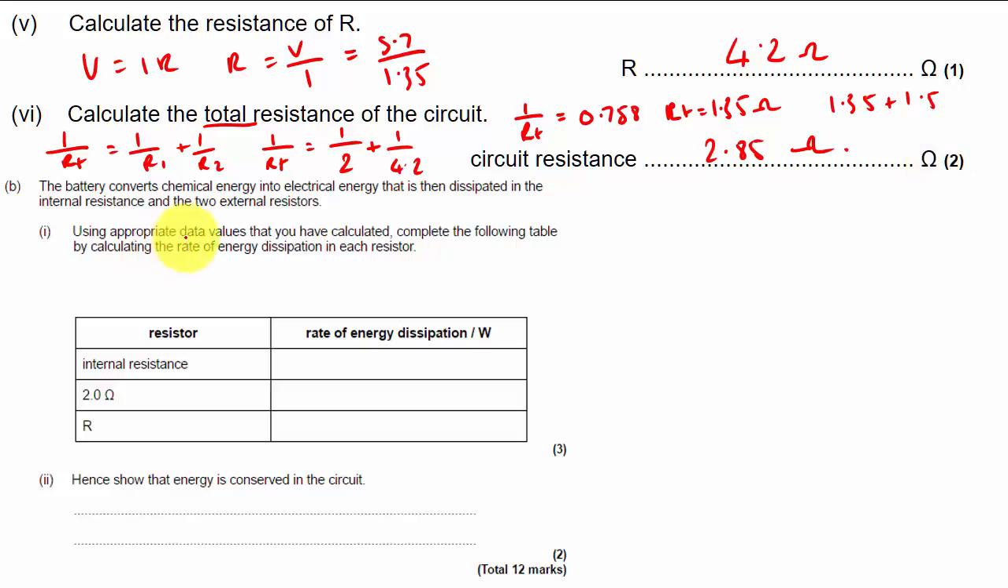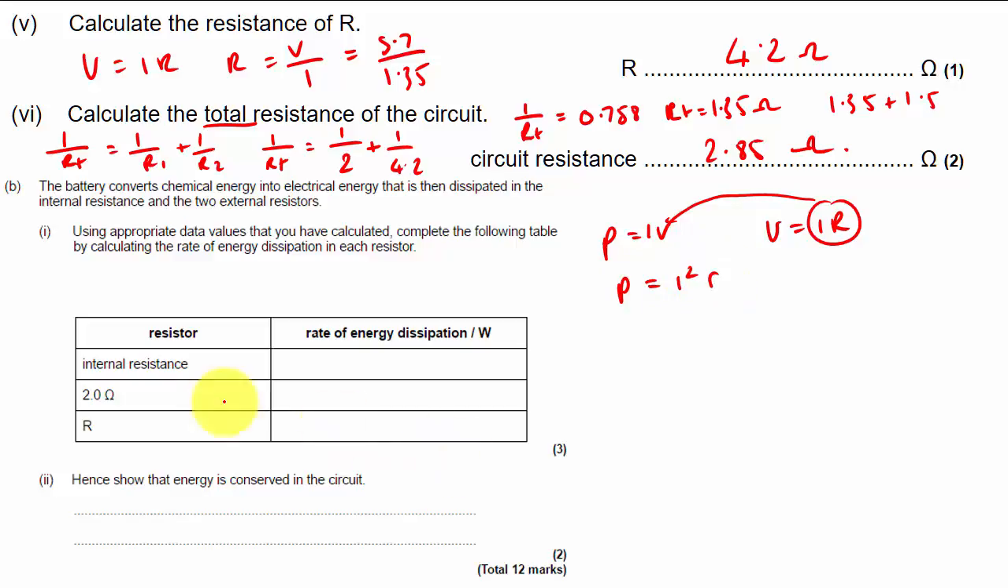Right, now, the battery converts chemical energy into electrical energy, and it's dissipated in the internal resistance and the 2 external resistors. By using the appropriate data and values you've calculated, complete the following table. Calculate the rate of energy dissipation in each resistor. So this relies on you understanding that power is current times voltage. You can sub into this equation for voltage using Ohm's law. Since V also equals IR, you can sub it in for V, so you get P equals I times IR, or I squared R.